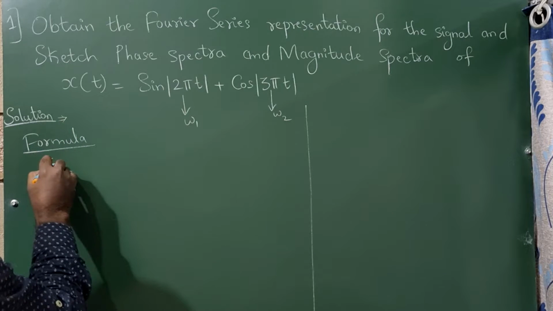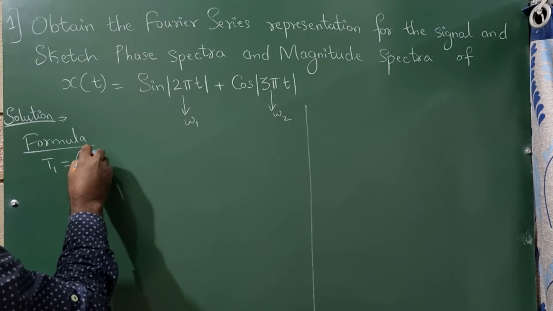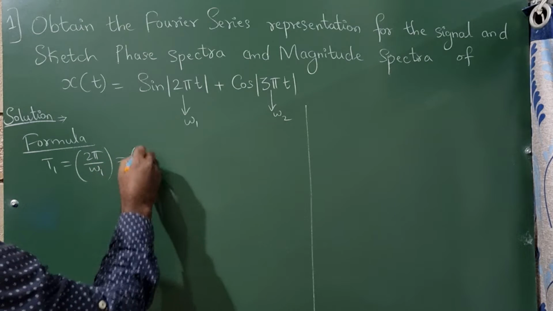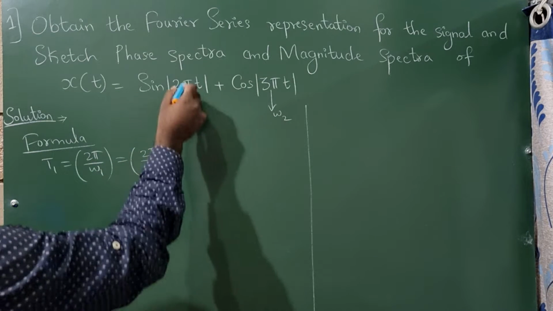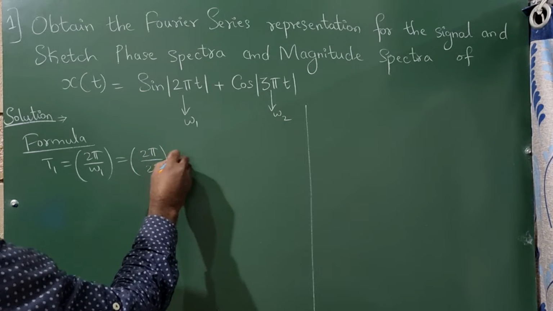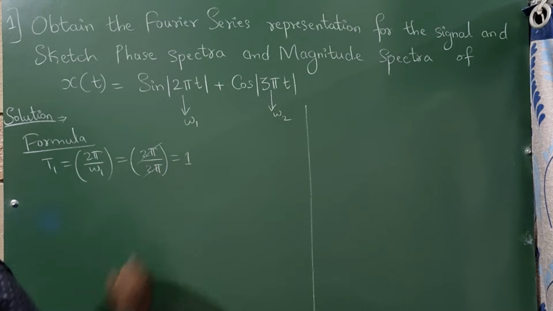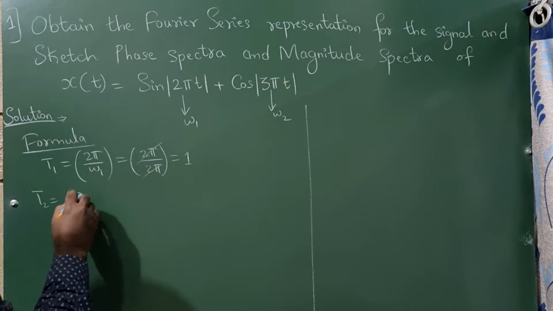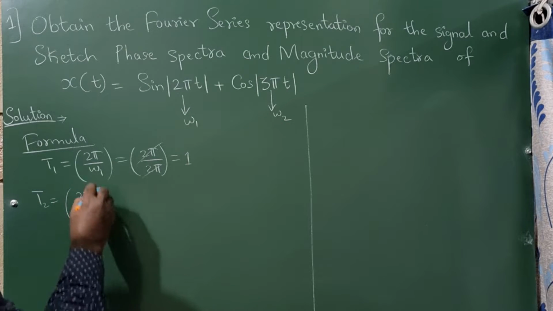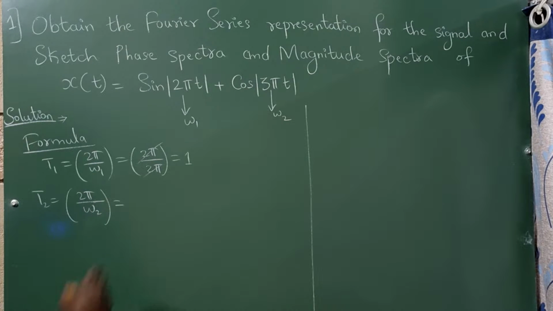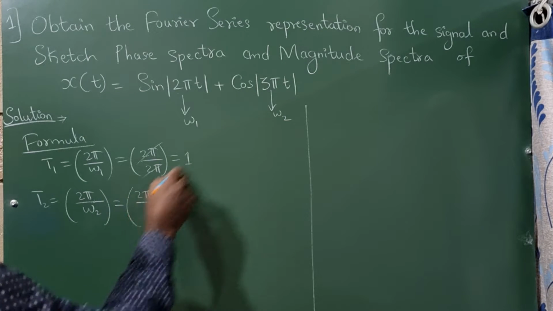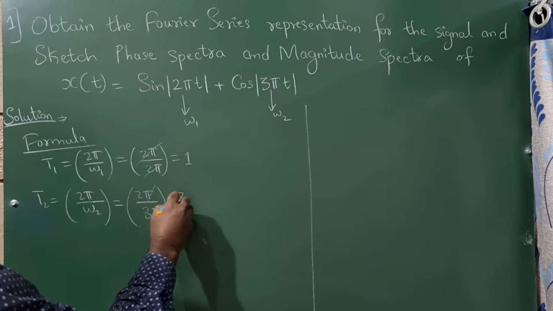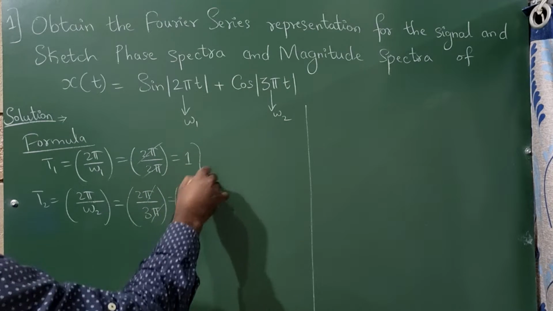Now there is a formula, T1 is equal to 2 pi upon omega 1. So it is 2 pi divided by 2 pi, so both get cancelled. So the answer is 1 here. T2 is equal to 2 pi upon omega 2, so 2 pi divided by 3 pi. Pi and pi get cancelled. So the answer is 2 by 3.